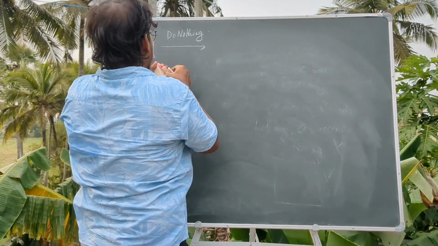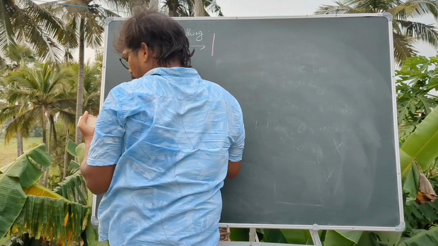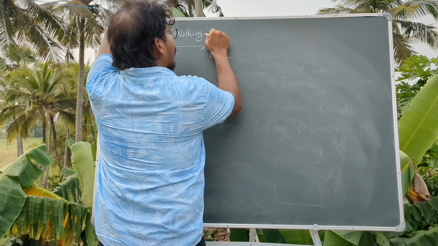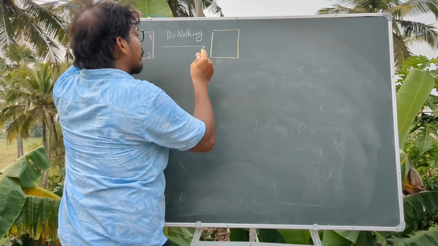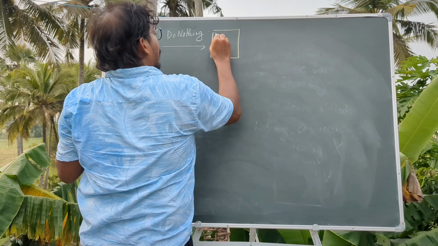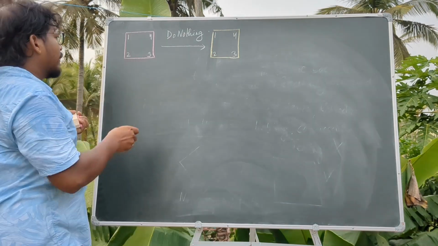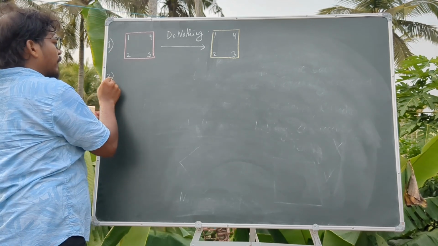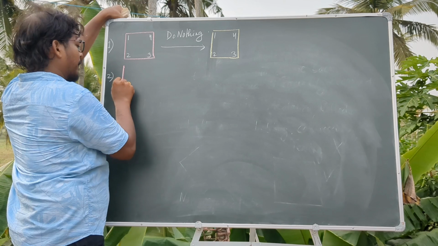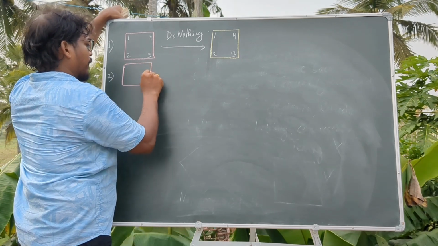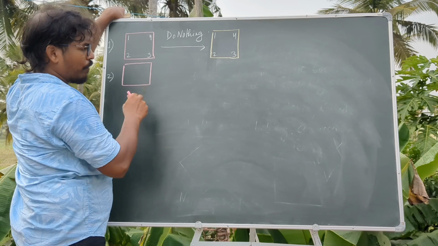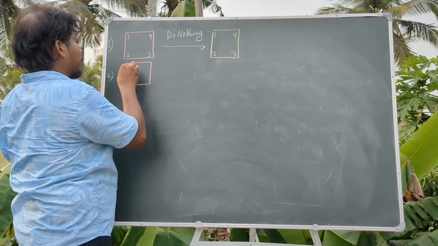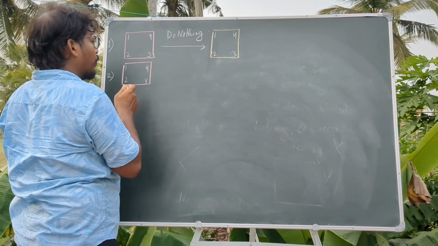And by doing nothing, we'll get our square back, because we are not doing anything to our square. So this one is our first motion. And second, let me draw smaller squares, and we have to draw all these motions. And this is 1, this is 2, this is 3, 4.